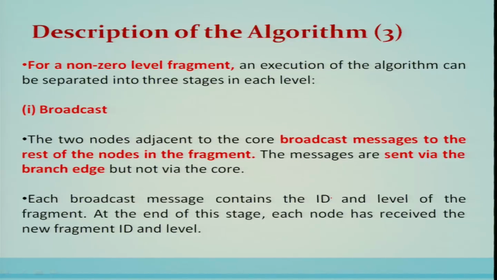For non-zero level fragments, an execution of the algorithm can be separated into 3 stages in each level. First is broadcast. The 2 nodes adjacent to the core broadcast messages to the rest of the nodes in the fragment. The messages are sent via the branch edges, not via the core. Each broadcast message contains the ID and the level of the fragment. At the end of this stage, each node has received the new fragment ID and the level.